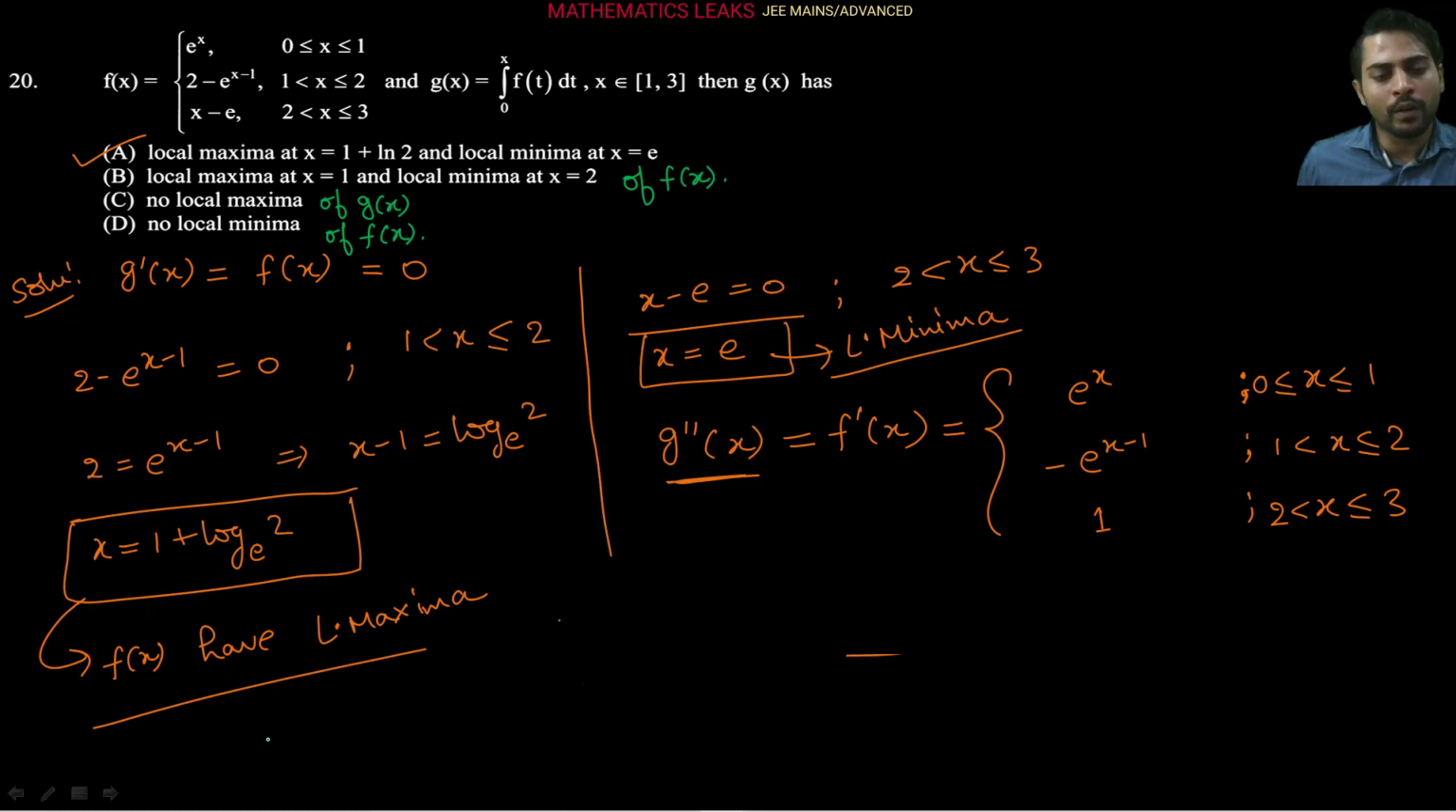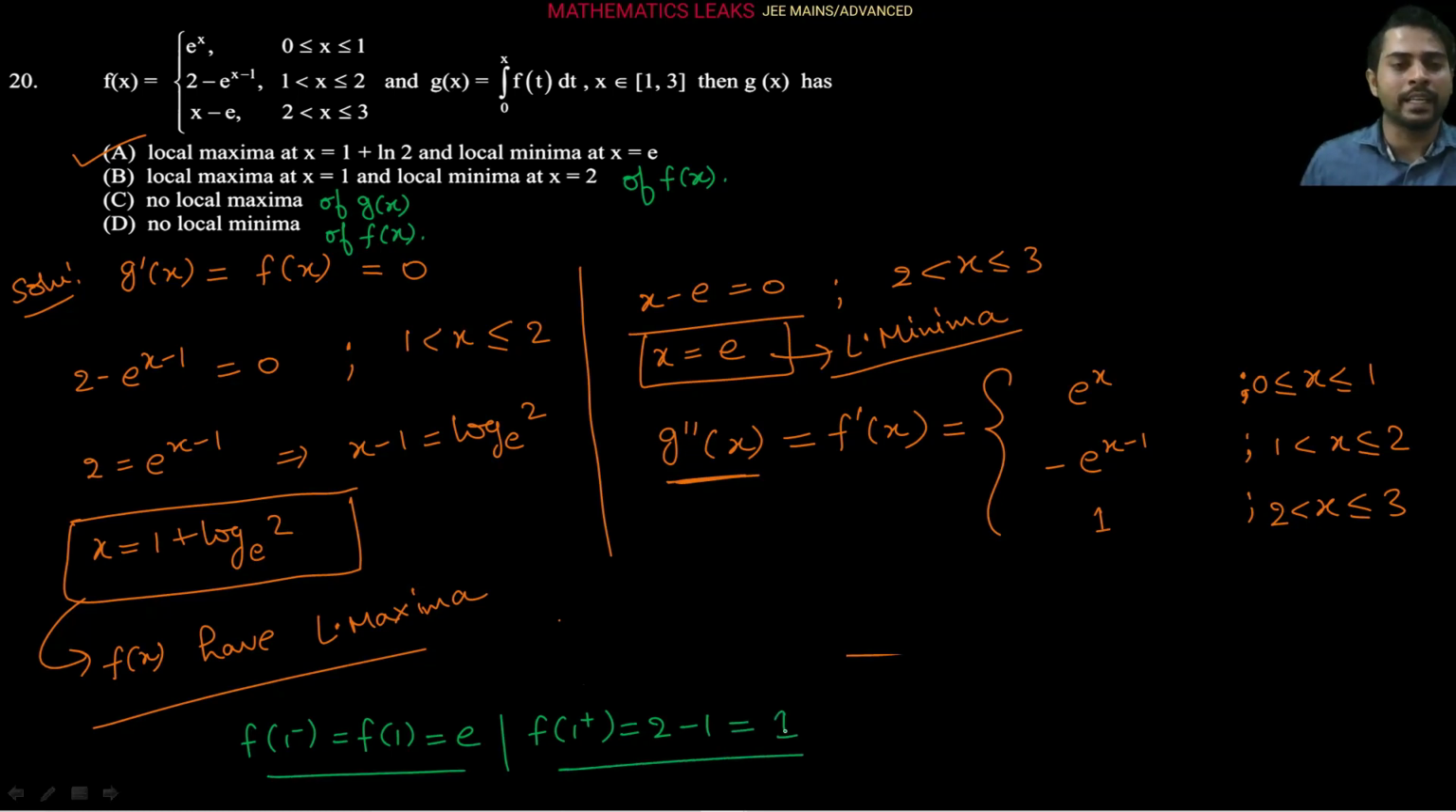f of 1 from the left side, the value of the function at 1 means the LHL, is coming e only. So the LHL and value of the function is e, and at the same time the RHL, seeing from the right side at 1, is 2 minus e to the power 1 minus 1. e to the power 1 minus 1 means e to the power 0, that is 1 only. So 2 minus 1 is 1 only. So we get LHL at 1 is e and RHL at 1 is 1 only, correct? So LHL and RHL are not equal, so the function is discontinuous.